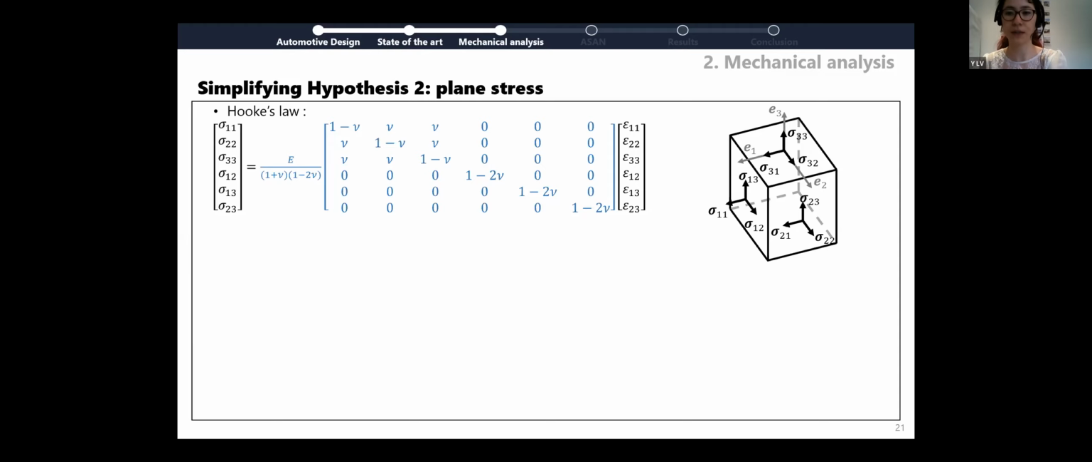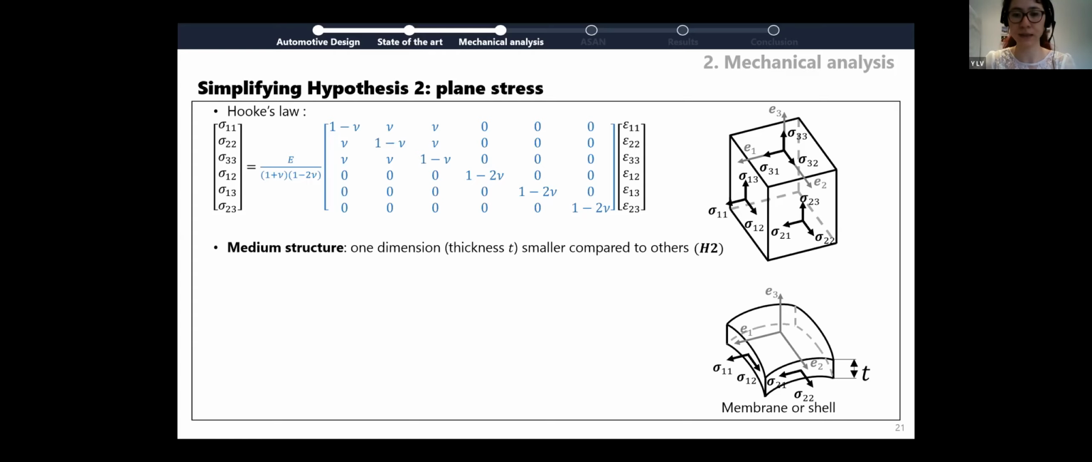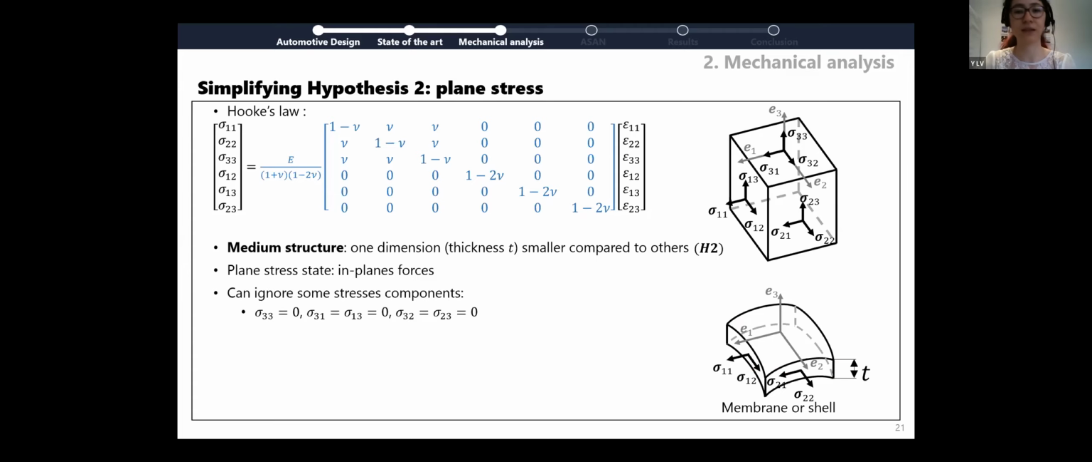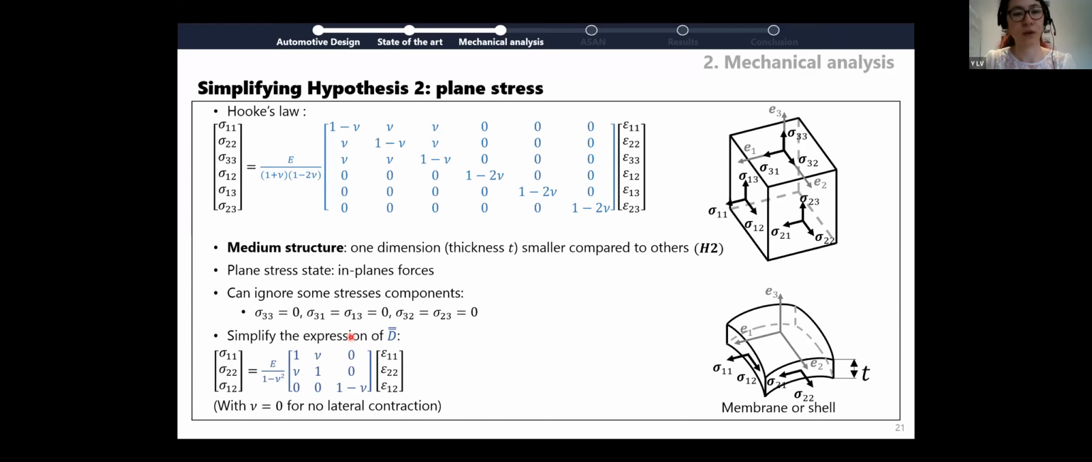And since we are considering car body surfaces, we can set a second simplifying hypothesis on the medium, that is that one dimension, so here the thickness, is smaller than the other. So this corresponds to membranes or shells. And in this plane stress state, where only in-plane forces are considered, we can ignore some stress components and get a simplified expression of D. So we get a simplified version of D, but the geometry of the mesh is still complex, so we cannot go further to solve the energy minimization analytically.